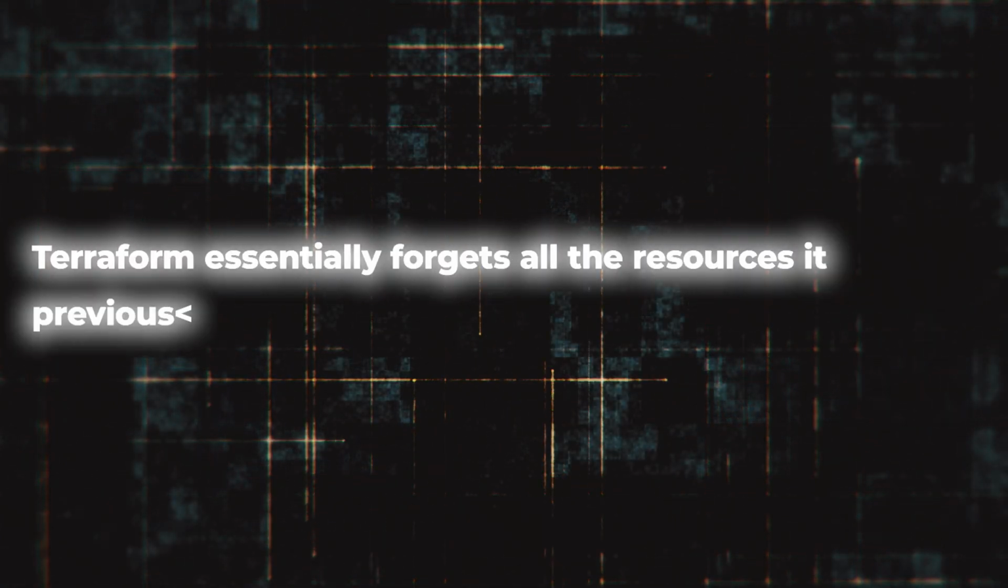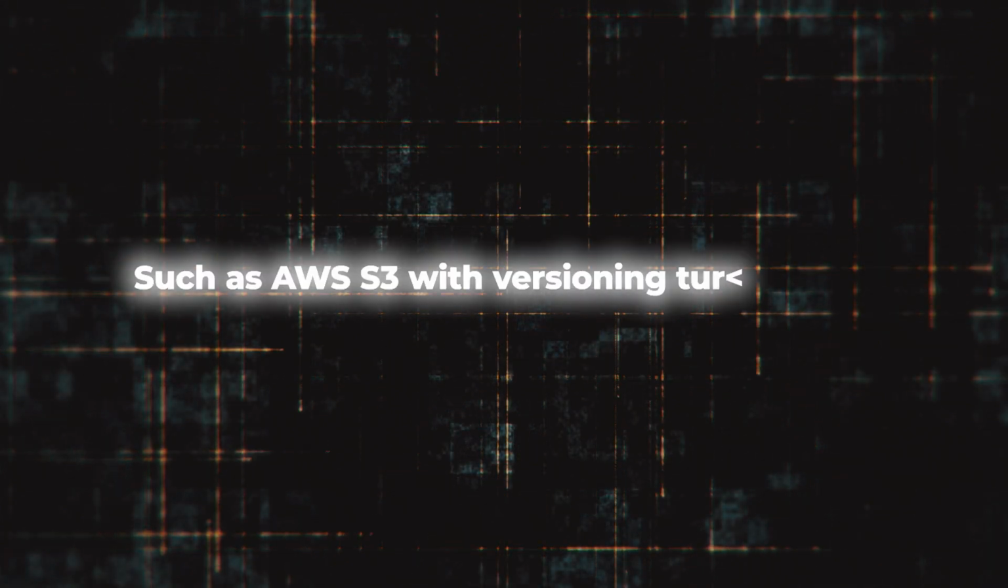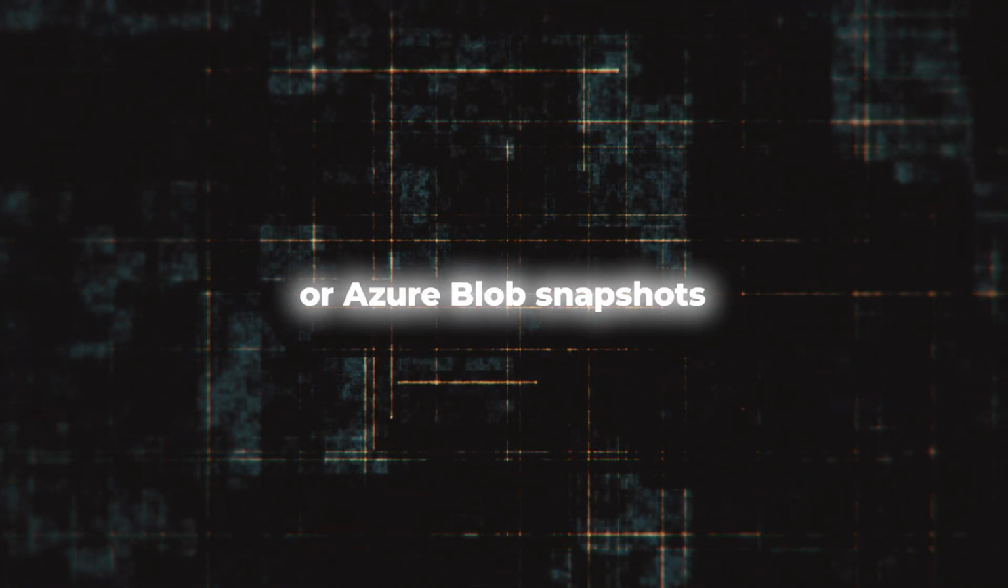Another question that often arises is, what if the Terraform state file accidentally gets deleted? How do you handle that? You answer by saying something like, if the state file is lost, Terraform essentially forgets all the resources it previously managed. If I've been using a remote backend with versioning enabled, such as S3 with versioning turned on, or Azure Blob snapshots, I'll simply roll back to a prior version of the state file. That restores Terraform's memory of which resources it has under management.